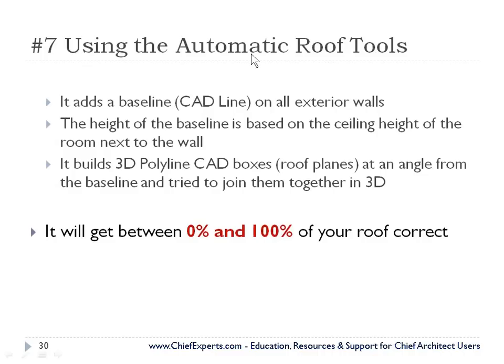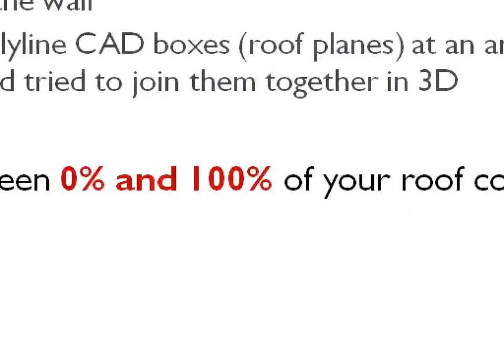All right. Using the automatic roof tools. What do they do? The automatic roof tools add a baseline. It's a CAD line on all the exterior walls. The height of the baseline is based on the ceiling height of the room next to the wall. It builds 3D polyline CAD boxes, roof planes, at an angle from the baseline. This wasn't supposed to pop up right now, but it did.